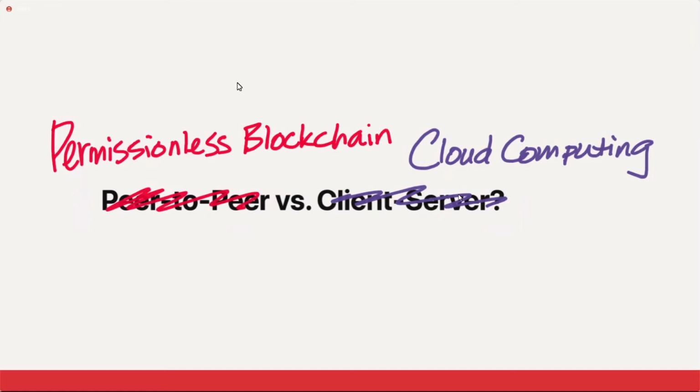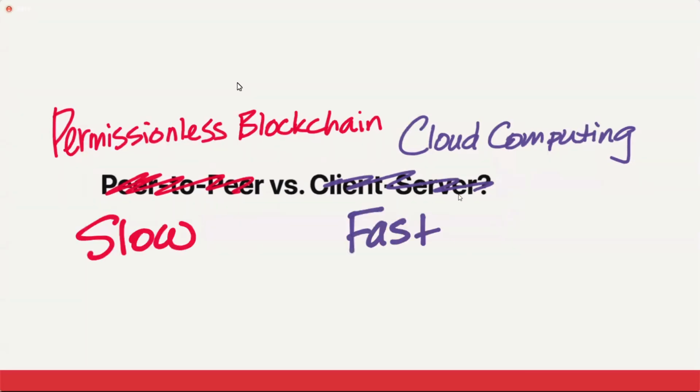Well, if you look at it, peer-to-peer or permissionless blockchain is typically a slower design in terms of performance. And if we use cloud computing or the client-server model, typically it is a faster design. But it is not necessarily always that we choose to use a client-server model.